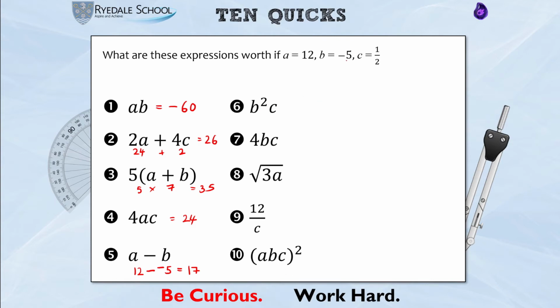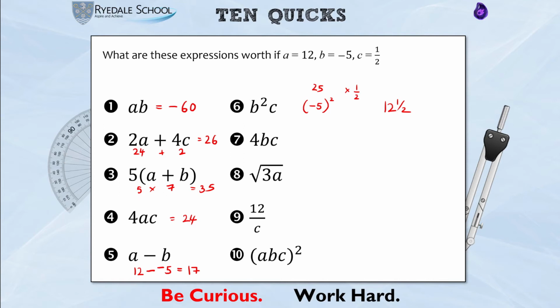Question 6 was B squared C. So B squared is -5 squared. Remember, a negative number squared is positive. So that would be 25. Then we're timesing it by a half. So that is 12 and a half, not -12 and a half.